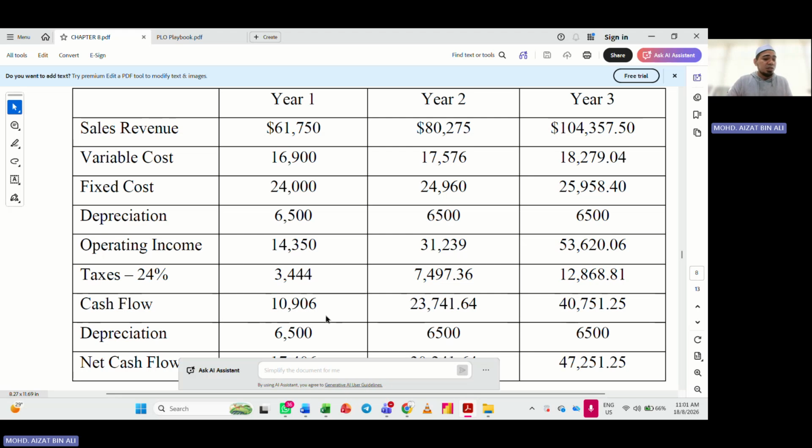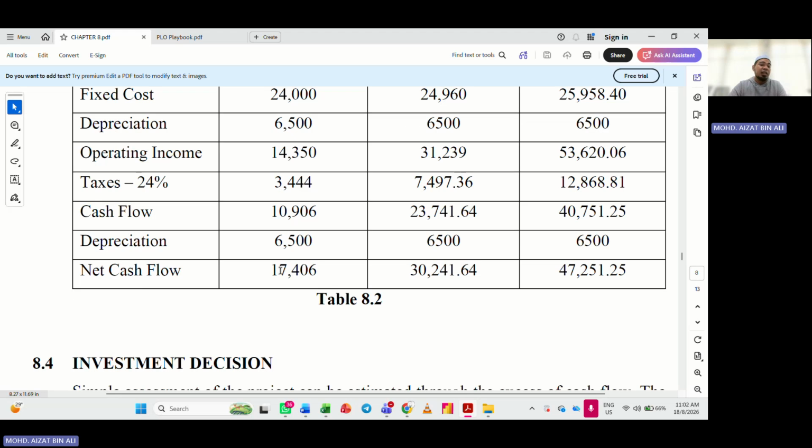But in case you're wondering, if it's not cash, why do we have to include it in the calculation of cost? Because although depreciation is not cash, it is still a type of expense. A type of expense will be included in the calculation of tax. So to calculate the tax, we have to include the depreciation. But after we get our tax, we have to add back our depreciation, because it's not cash. So what we get here is net cash flow.